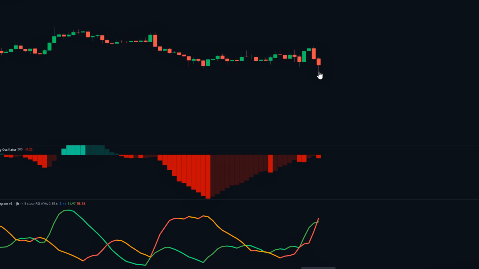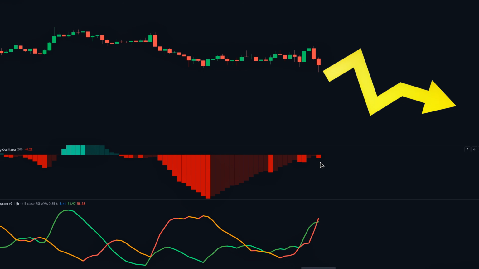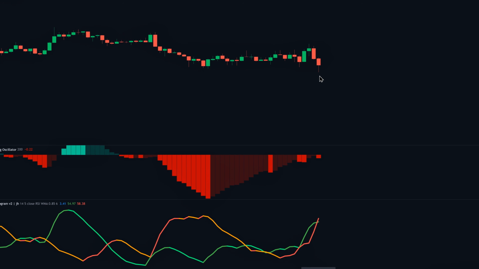For that, we're going to be using our awesome momentum oscillator. We need this last histogram bar to be colored bright red to indicate that the bearish momentum in the market isn't just some random momentum, but a super strong bearish momentum, enough to push the price all the way to our take profit. We enter a short position here.